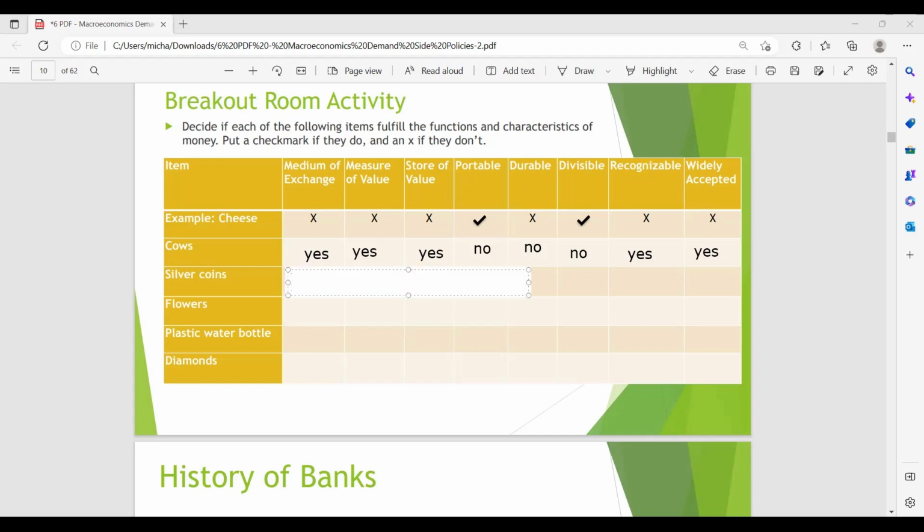Medium of exchange, yes. Measure of value, yes. Store of value, yes. Portable, yes. Durable, yes. Divisible, yes. Recognizable, yes. Good job, Lee. Good job, everyone. Lee, Ephamina, Elmo, Hamza. Great work. And then flowers. Would they fit any of the criteria here?